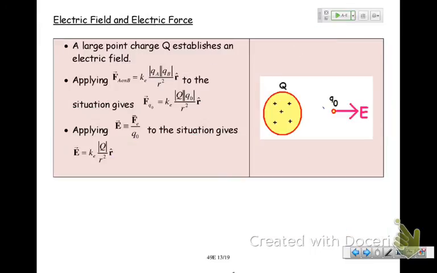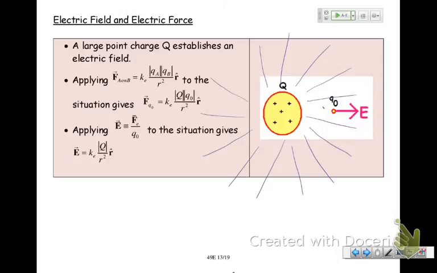So we say electrostatic field and electric force. We say a large point charge Q establishes an electric field. And you can imagine it as just going out in all directions, like an aura going away from it. It goes out radially symmetrically, spherically symmetrically.